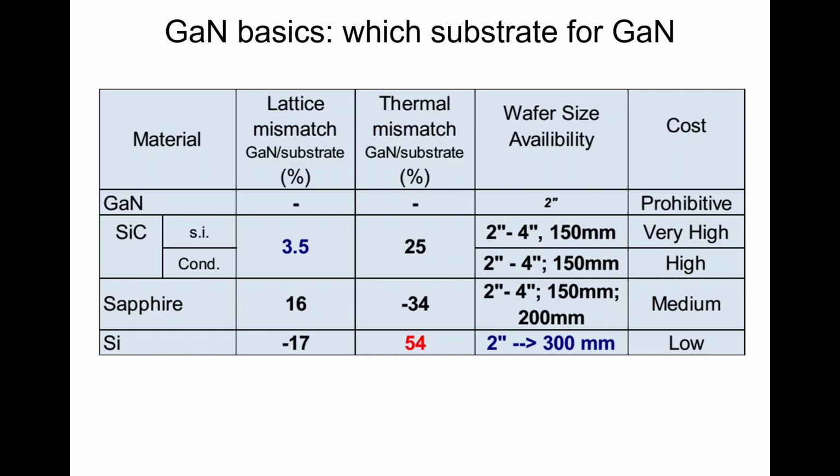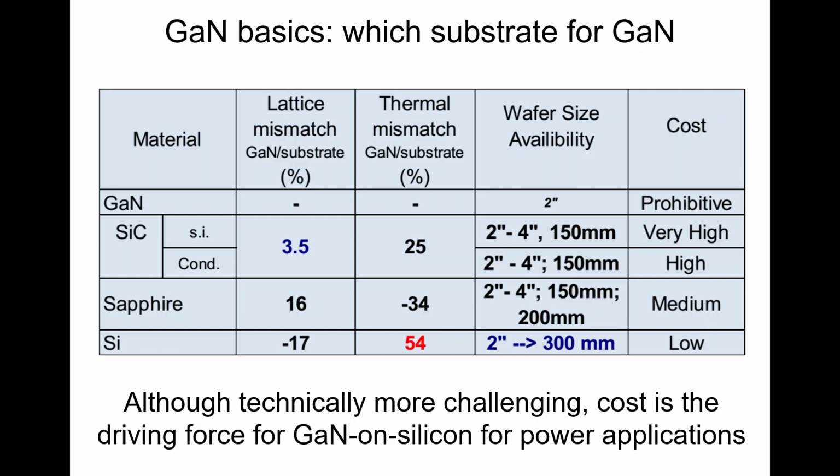And of course, there's always silicon that brings the cost lower, and although technically more challenging, I think the previous speaker just said that cost is the driving force for power devices, much more than RF, by the way. And that's why it can only happen on silicon. Never say never, but let's put it this way: if you can do it on silicon, it will happen on silicon.